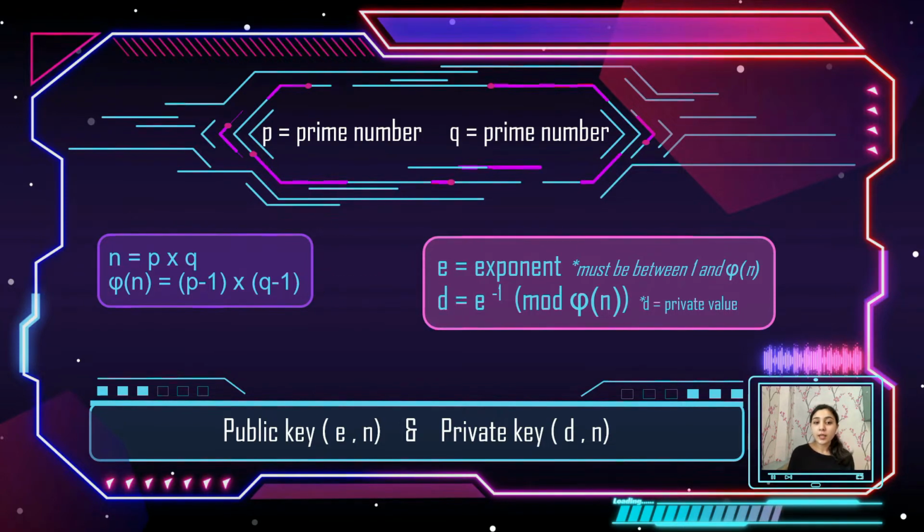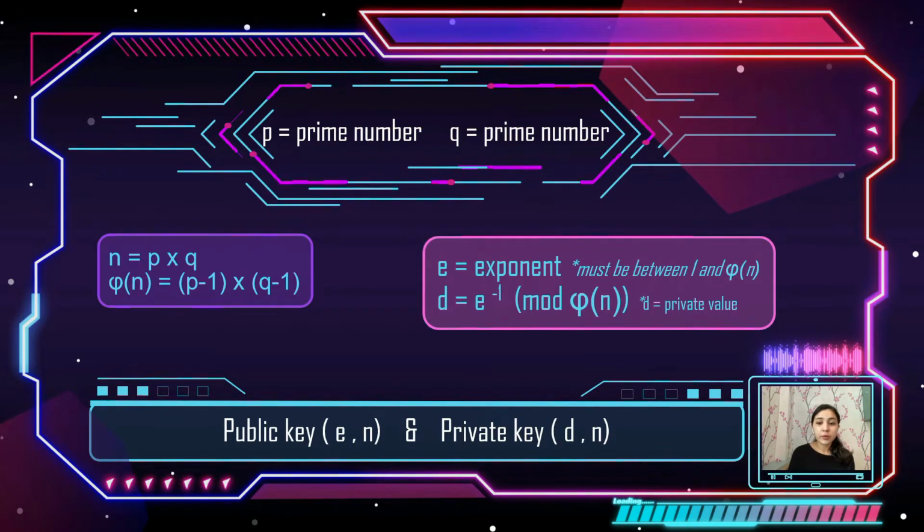The next thing is we need to identify the E, which is the exponent, and the interesting part of E, it must be between 1 and the totient of N. And lastly, we have to identify D, which is the private key, and we identify it by inversing the E with the modulus of the totient of N.